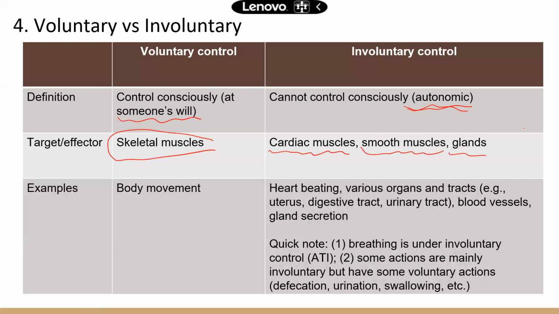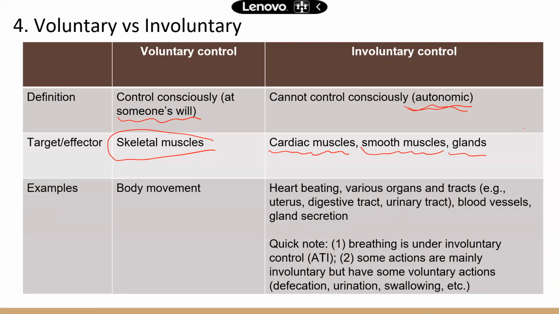So think about this. Can you control your cardiac muscles? Not really, right? If you get very, very nervous and your heart is beating very fast, can you really tell your heart to slow down? You can't, right? Now, smooth muscles.